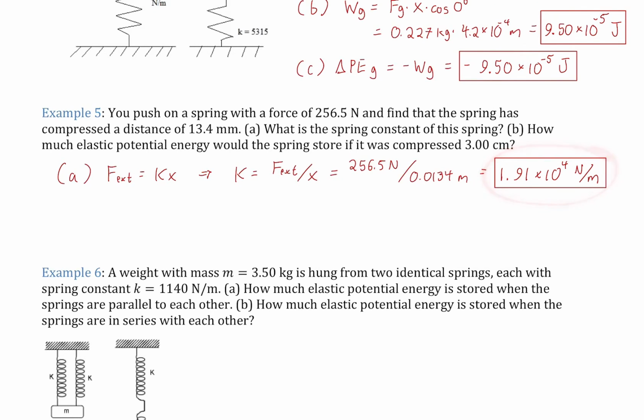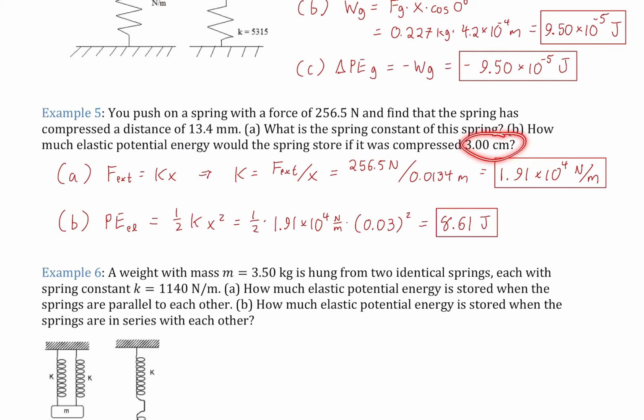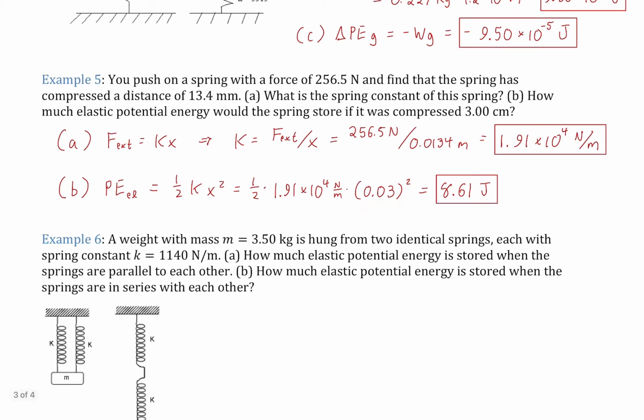So there we go. It's a rather large spring constant, 19,100 newtons per meter, or 1.91 times 10 to the 4, right? That's where the 19,000 comes from. All right, and then if we want to find out how much stored elastic energy there is, we're just going to use our formula, 1/2 kx squared, plug in our k. We'll plug in 3 centimeters because we're compressing it more than the initial distance that we used to find k. And we find out when it's compressed 3 centimeters, this particular spring stores 8.61 joules. All right, not a lot of energy, but it wasn't a very large compression, was it?